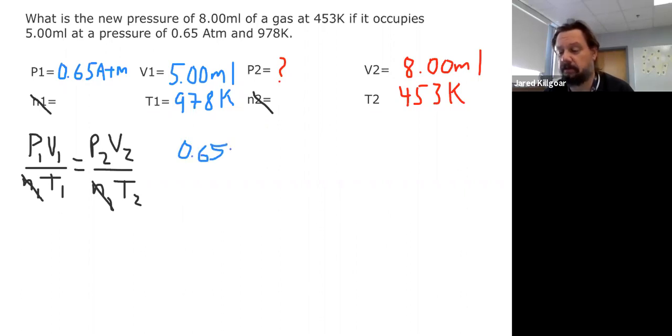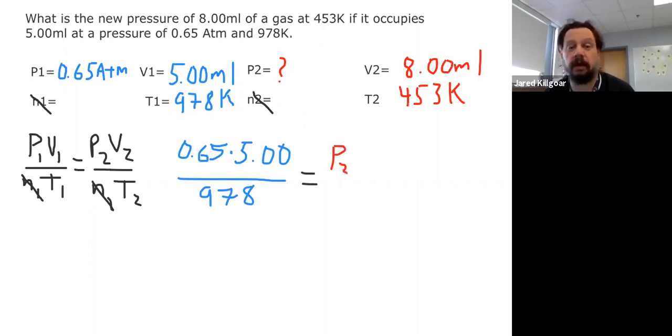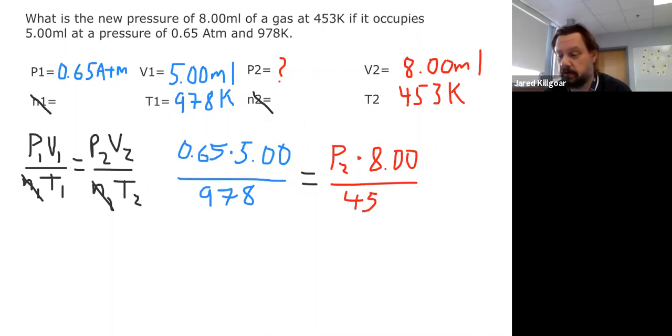So I have 0.65 for my P1, 5.00 for my V1. My T1 is 978. And I set that equal to my P2, which is what I want to solve. You can call that X if you want. A lot of people like to do that. You can leave it as P2 or even put in a question mark. Times my V2, which is 8 milliliters, over 453 Kelvin. That's my temperature 2. So I solve this and I can cross multiply.